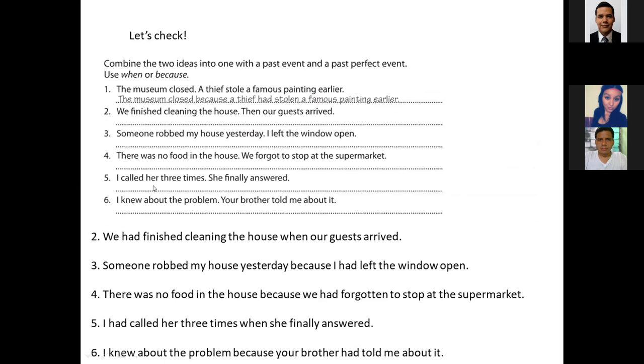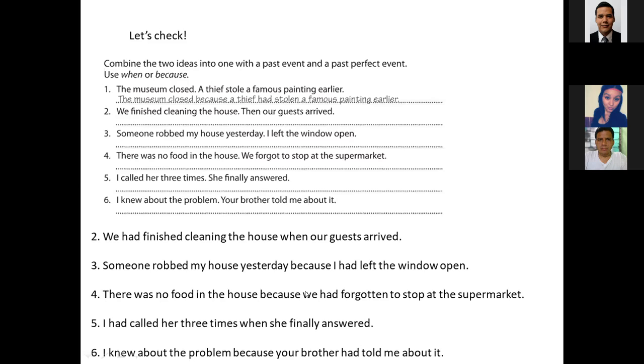Okay, so we have here, we had finished cleaning the house when our guests arrived. And then number 3, someone robbed my house yesterday because I had left the window open. There was no food in the house because we had forgotten to stop at the supermarket. As you said before, I had called her 3 times when she finally answered. And the last one, as Erica said, I knew about the problem because your brother had told me about it. Very good.